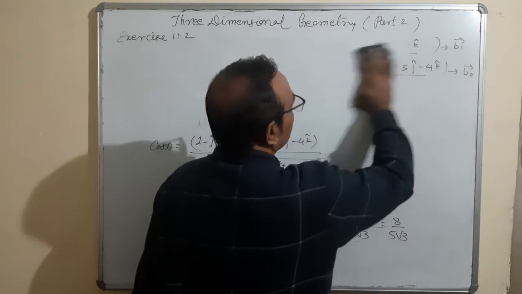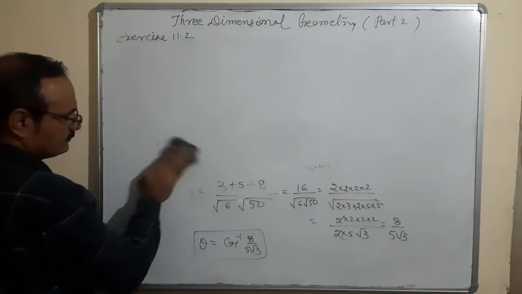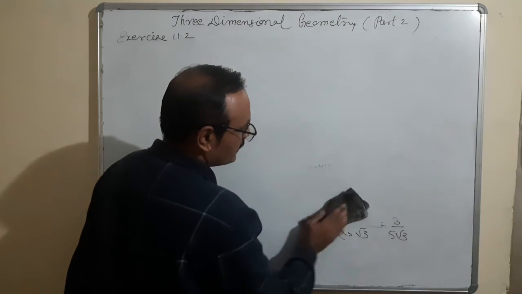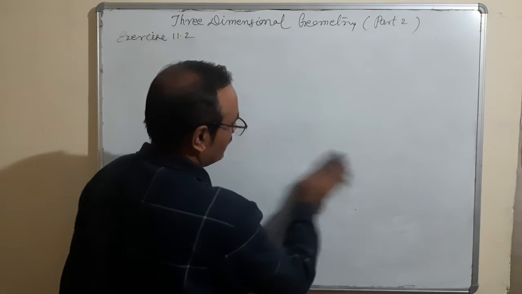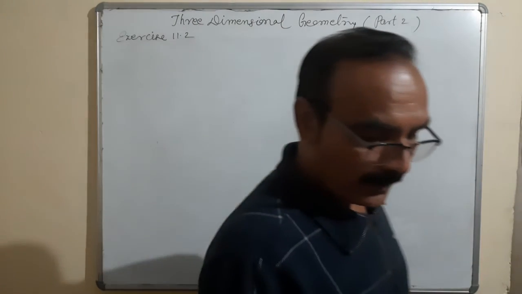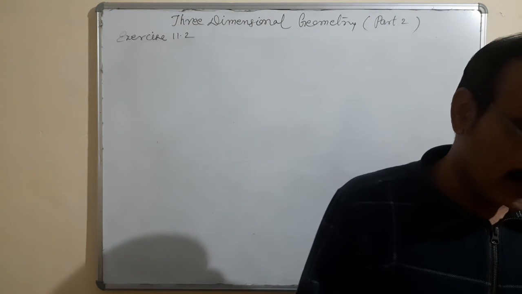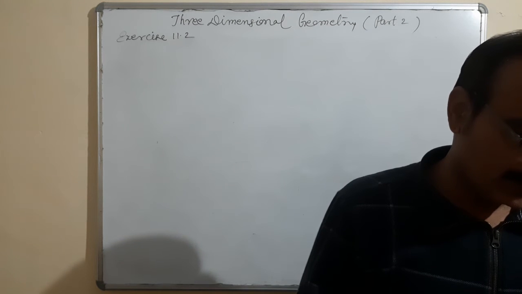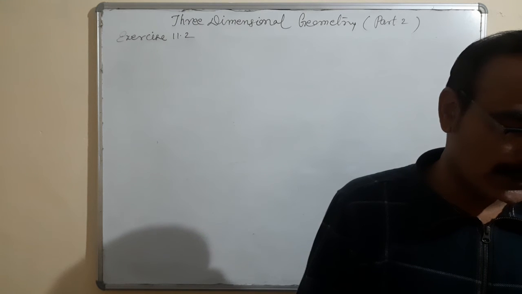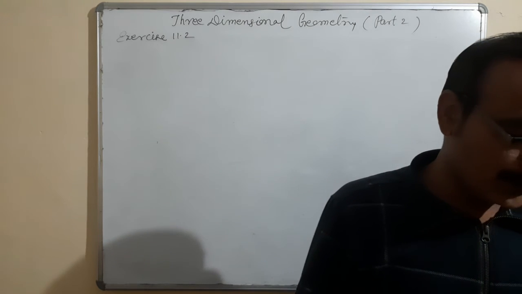Now we are selecting a question in which we have to find the shortest distance between two lines. Or before that, let us see if any other question is interesting and important. Question 11 is given: find the angle between the following pair of lines. Here also we find the angle, but directly we can use the direction ratios and the same cos theta formula. So the 11th question I am leaving for you.